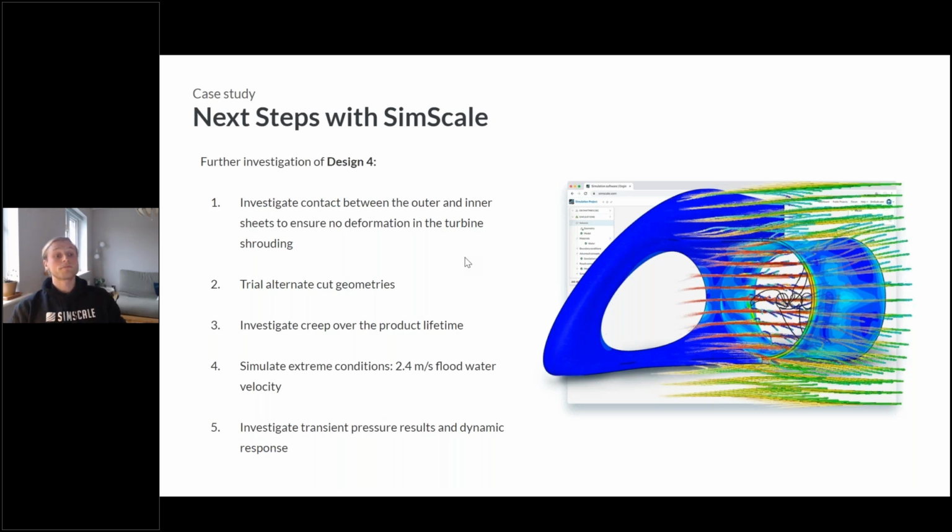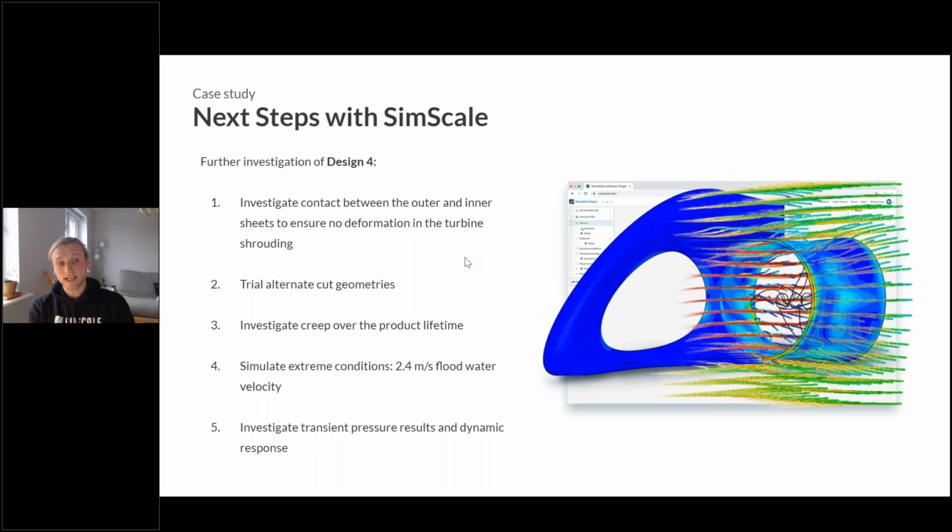We'll want to trial some alternate cut geometry. So potentially there could be different ways of making the cut, maybe not as a full cut, for example, to improve the stiffness and deformations in the product itself. So we can trial some alternate cut geometries.